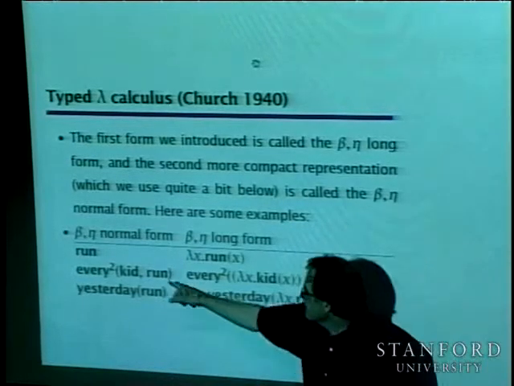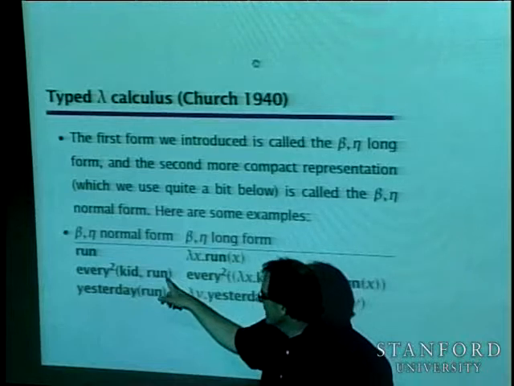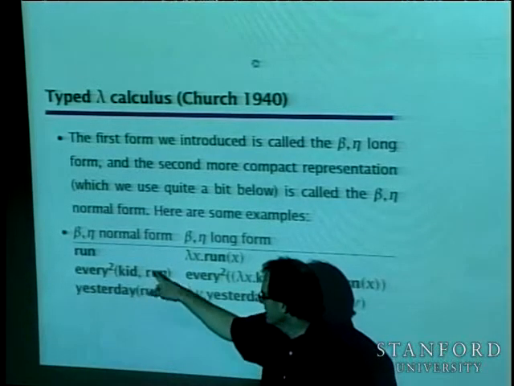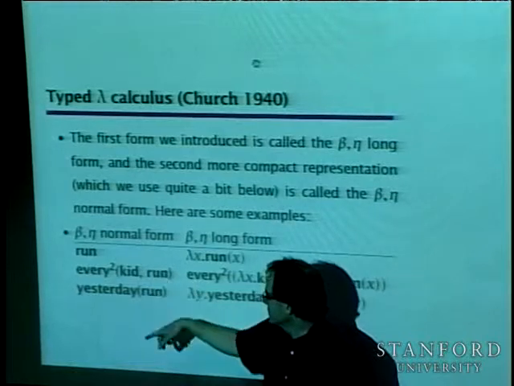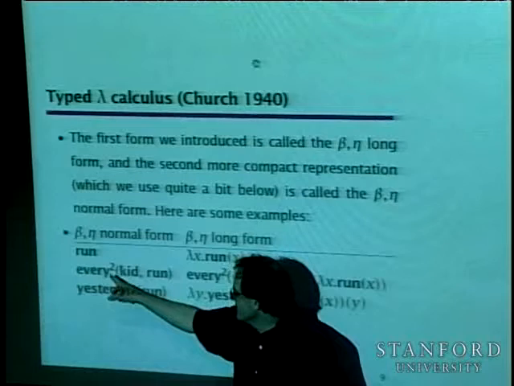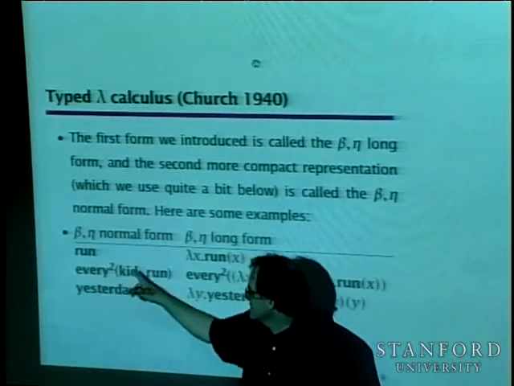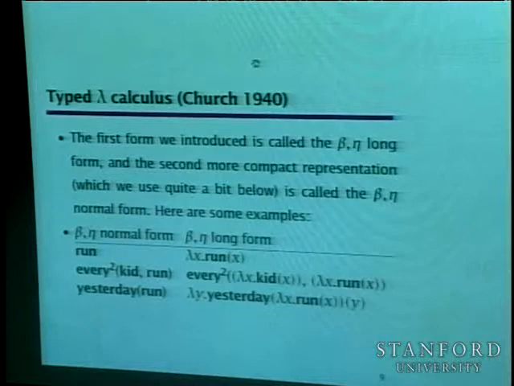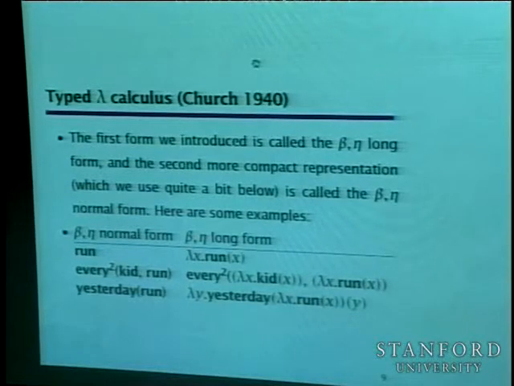But actually, we can just write it out in the short form like this, because kid is a property, a function from individuals to booleans. Run is a function from individuals to booleans. And the generalized determiner every is then a function that takes two properties and returns a boolean as to whether it holds. And so we can write it out in this shorter form.